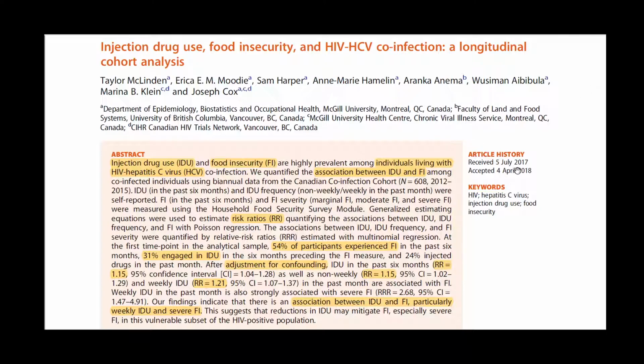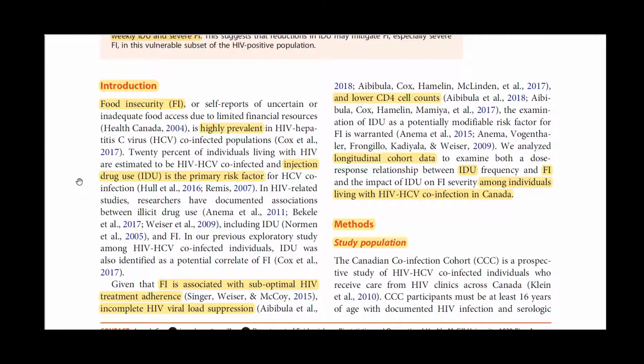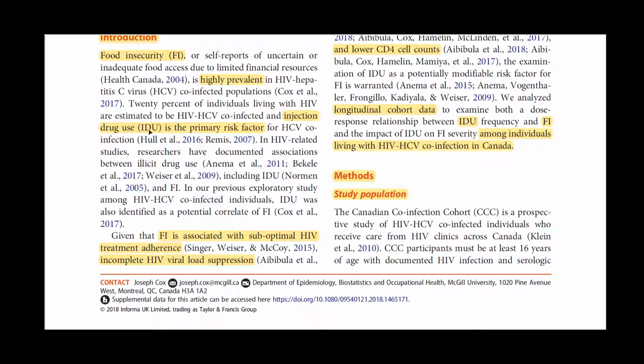Now, we will return to the abstract at the end of this video, but I'll first walk us through the introduction. So here we justify why this study is being done. We talk about food insecurity, or FI, as being highly prevalent among people living with HIV, hepatitis C virus co-infection. This is our study sample or our target population. We also talk about the exposure, injection drug use, or IDU, as being a primary risk factor for becoming co-infected with hepatitis C virus as well as HIV, as these are both blood-borne viruses.